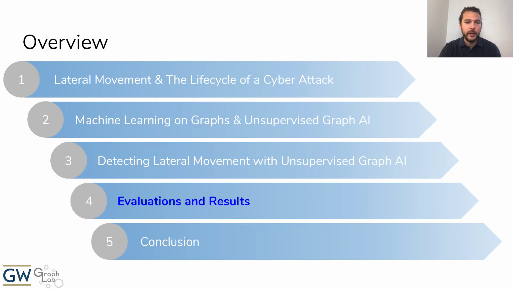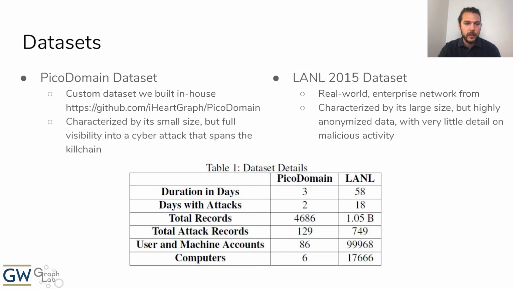Next, we will talk about how we evaluate our technique and the results. We applied this technique to two separate data sets. The Pico domain dataset is a custom dataset we built in-house and is currently available for use on GitHub. This dataset is characterized by a small domain, but with full visibility into a realistic cyber attack that spans the kill chain. The second dataset we used is from the Los Alamos National Labs and is the LANL 2015 dataset, which is from a real-world large-scale enterprise network.